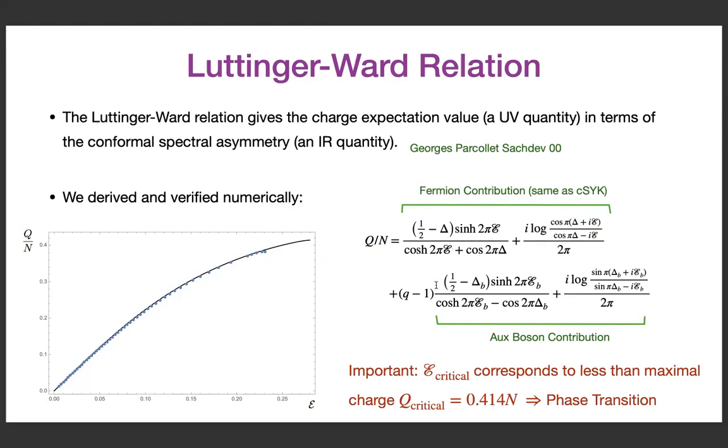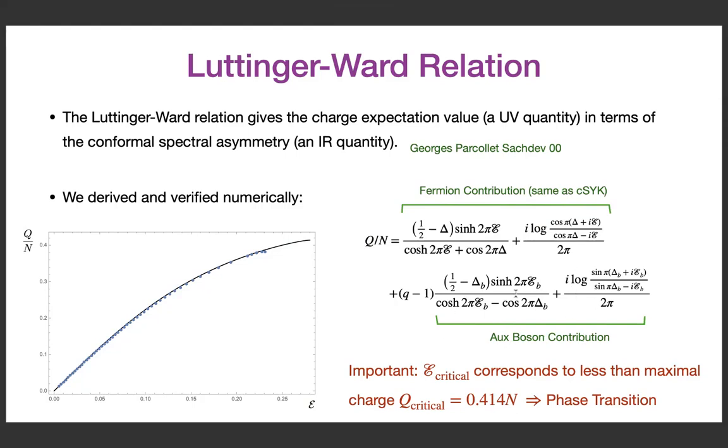And then we get another contribution that is from the auxiliary boson. This Q minus 1 should be multiplying the whole thing, but okay. If you see, it is very similar to the fermion, where we replace the scaling dimensions by the boson ones and the spectral asymmetry by the boson ones. And this cosine is replaced by sine, but that's the only difference.